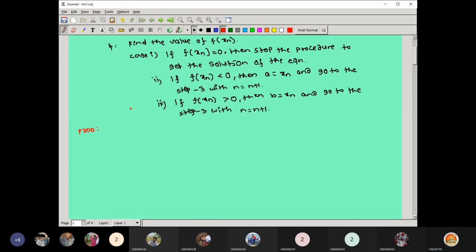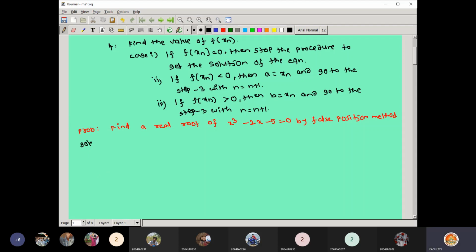Problem: find a real root of x cube minus 2x minus 5 equal to 0 by the false position method. Suppose the method is not mentioned, you can use any of the methods, nothing to worry about. Whichever method you use, approximately you will get the answer.